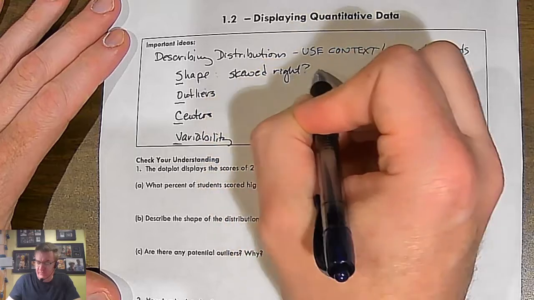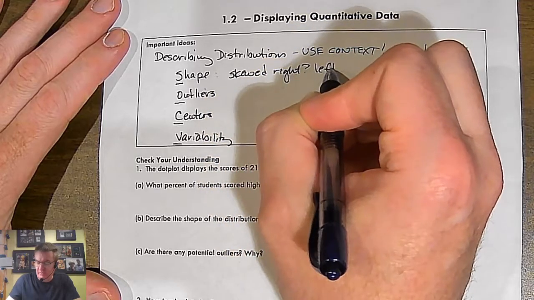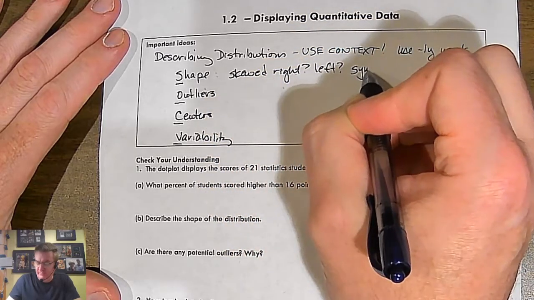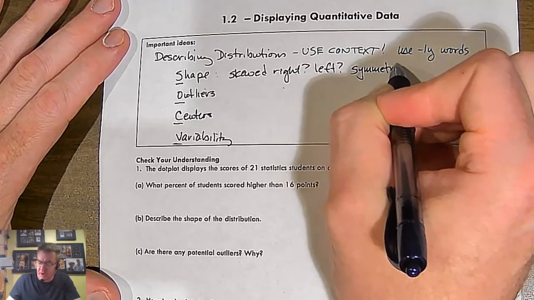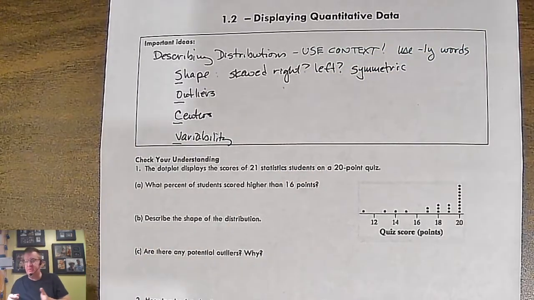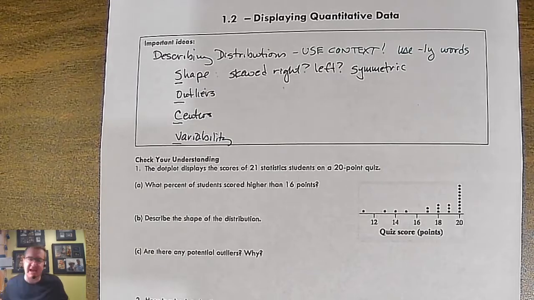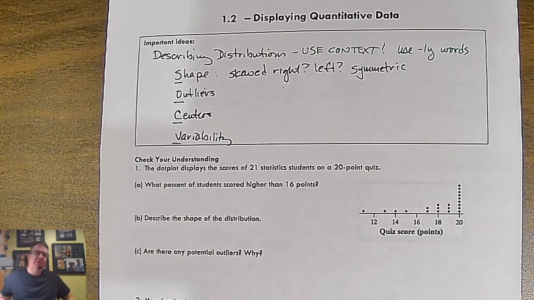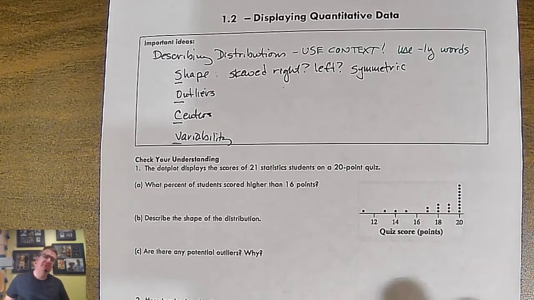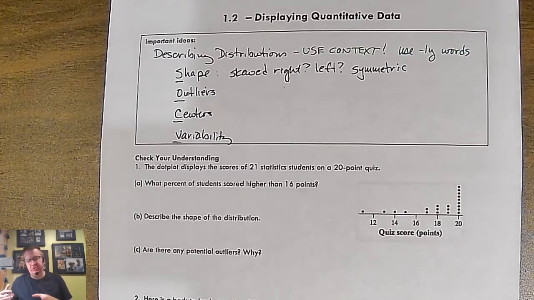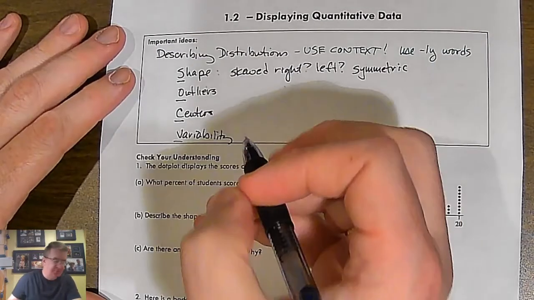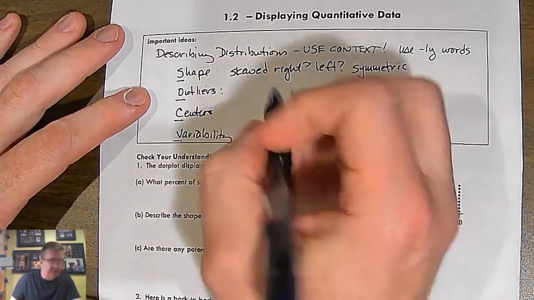Is it skewed right, left, symmetric? And in terms of those LY words, you would say relatively symmetric because you're never going to know if it's exactly symmetric. So it's relatively skewed right, relatively symmetric, et cetera, because as soon as you don't use the LY word, then you're locking into that, and the LY gives us a little bit of wiggle room. Outliers, we're going to talk about later.